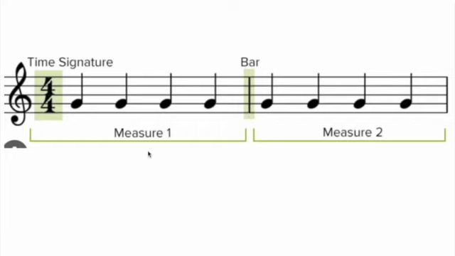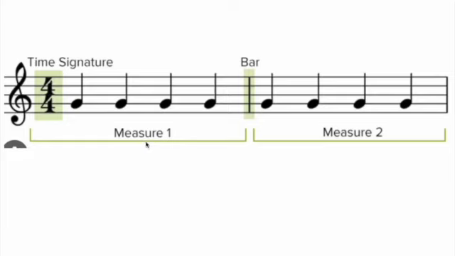Sometimes you may hear measures referred to as bars. These terms are synonymous. Again, this should definitely say bar line because that's kind of confusing. But measure and bar mean the same thing. So you may sometimes hear me say bar 3 or bar 4 or measure 1 or measure 7. But those mean the same thing.